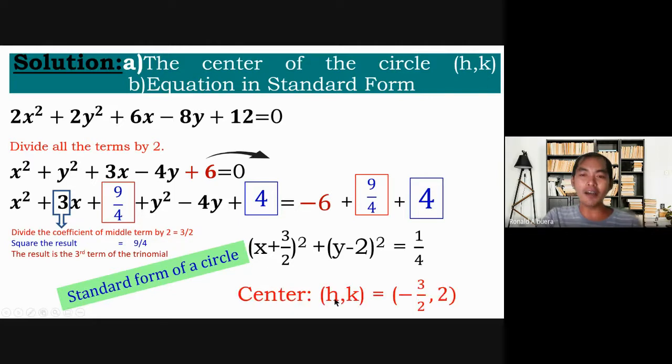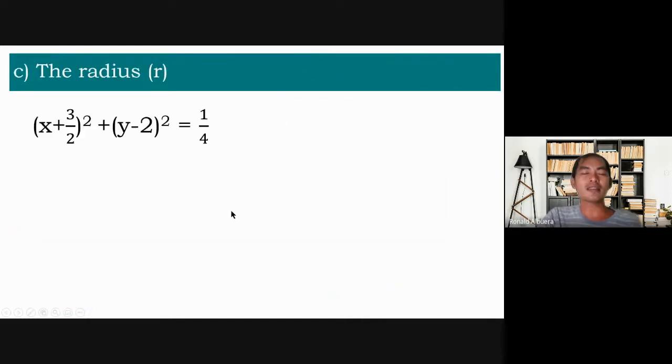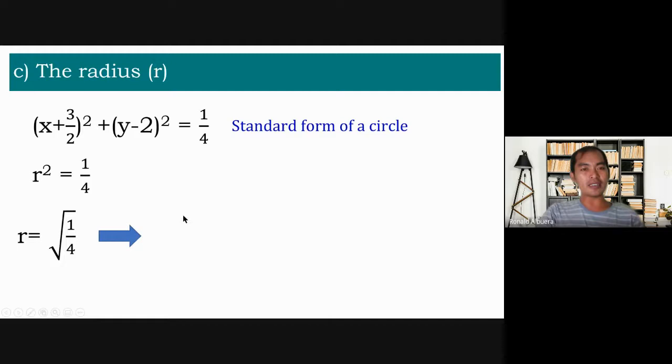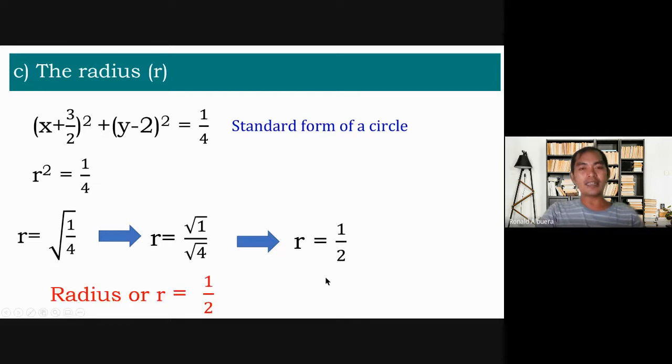And how about the radius? The center is represented by (h, k). Our h is the opposite of 3 halves, which is negative 3 halves. And our k is the opposite of negative 2, which is positive 2. Okay, how about the radius? This 1/4 is what is represented by the radius squared. Get the square root of 1/4. So we get the square root of the numerator, which is square root of 1, and the denominator is square root of 4, and that is perfect, which is 1/2. So that's the radius. The radius is 1/2.